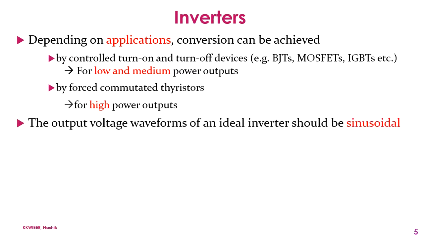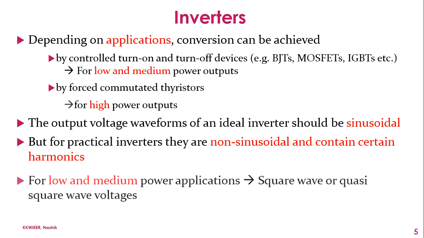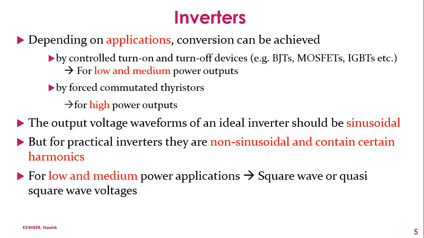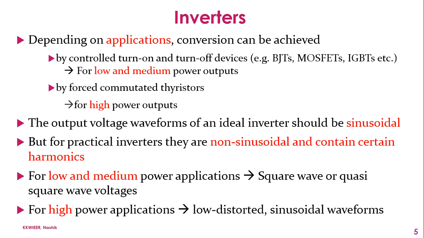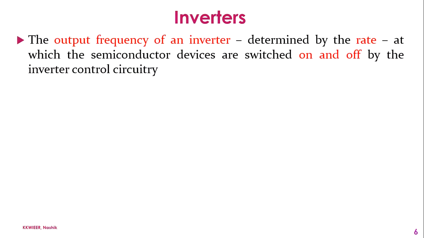The output voltage waveform of an ideal inverter should be sinusoidal, but practically it is non-sinusoidal and it contains certain harmonics. So for low or medium power application, square wave or quasi wave voltages are required, whereas for high power applications, low distorted sinusoidal waveforms are suitable. So the output frequency of an inverter is determined by the rate at which the semiconductor devices are switched on and off by the inverter control circuitry.